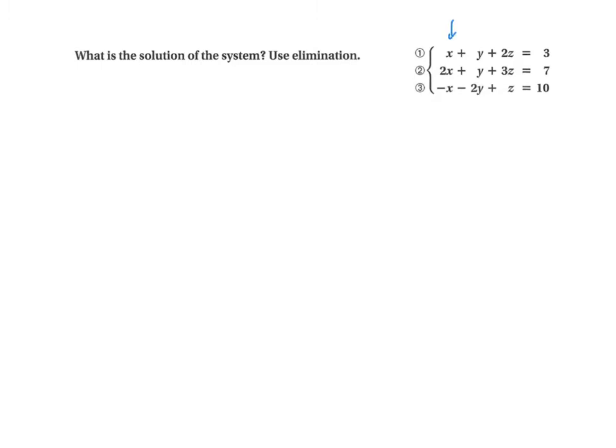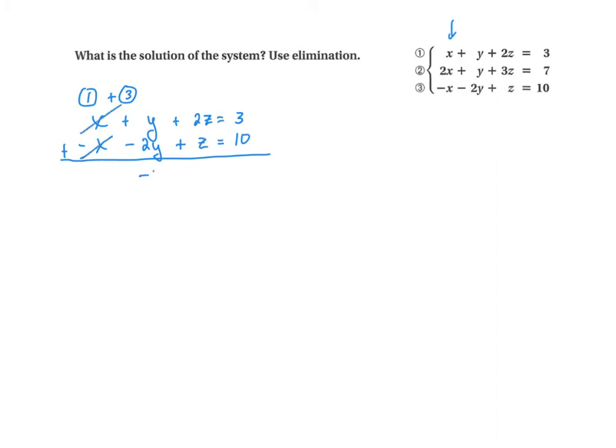So I'm going to pick equation 1 and 3, and I'm going to add those together. So when I add these together, the x's will cancel out. I get a negative y plus 3z equals 13. And that is my fourth equation, and I label it with a 4. So now I got to pick two different equations and add those together to get rid of the x.